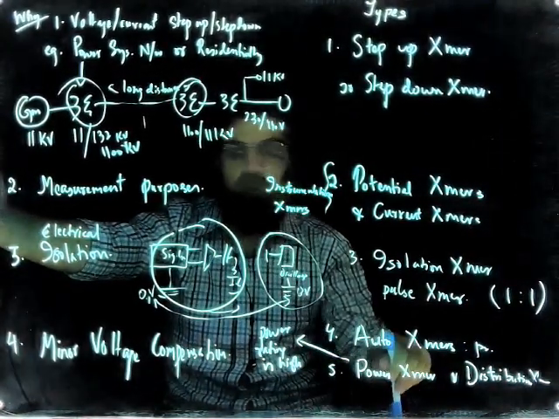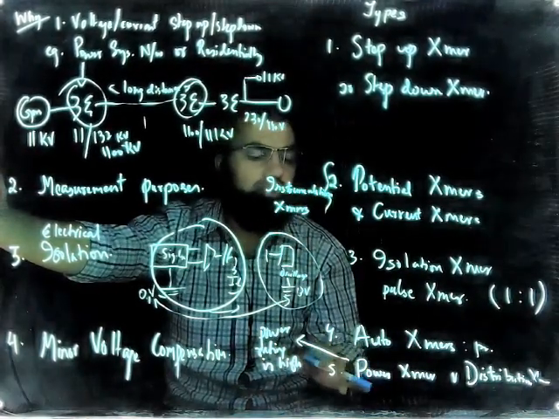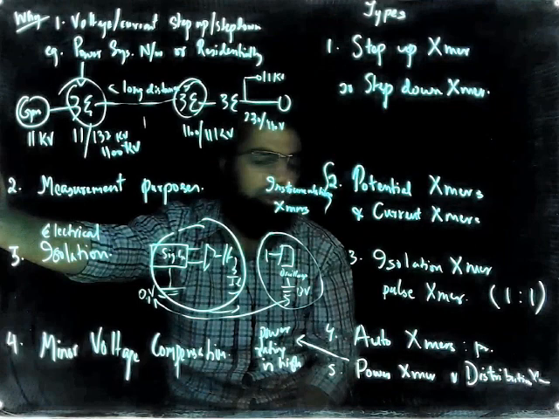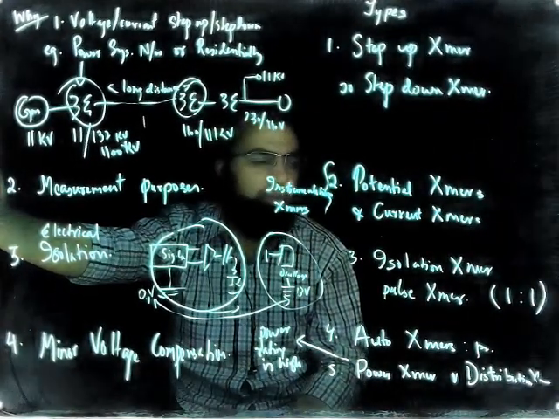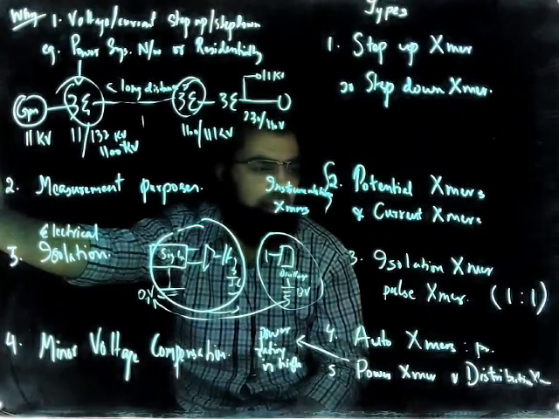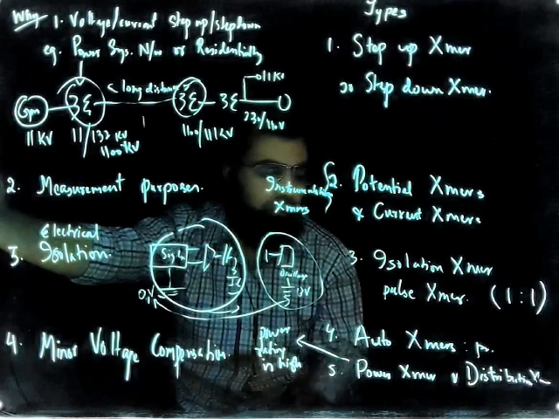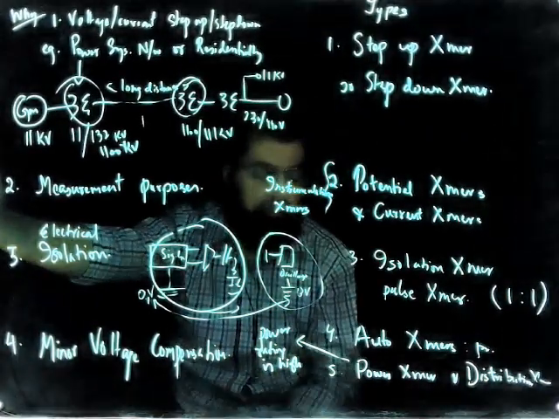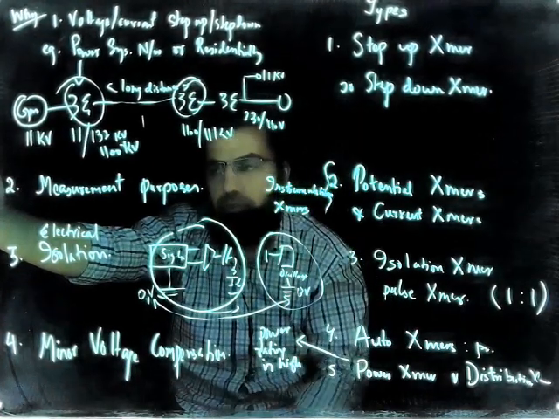So these are the reasons why we use transformers, and based upon the whys we have also divided the transformers into five different categories. You have the step up or step down transformer, you have the potential transformer and the current transformer. You have thirdly the isolation transformer. You have fourthly the auto transformers. Fifthly, you will come across the power transformer and distribution transformer.